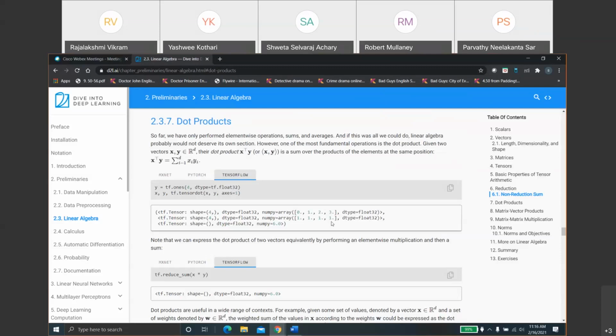Now the dot product is the same. You can use the tensor dot function, or you can use reduce sum over x into y. So x into y will do x multiplication, and it will take a summation of all that. Both will return the same answer.